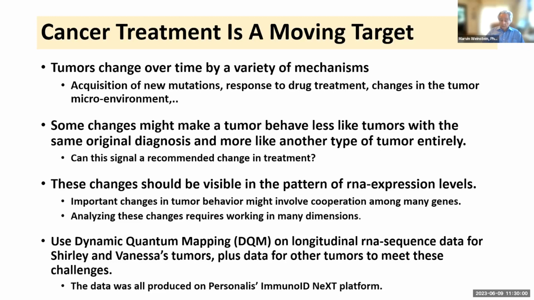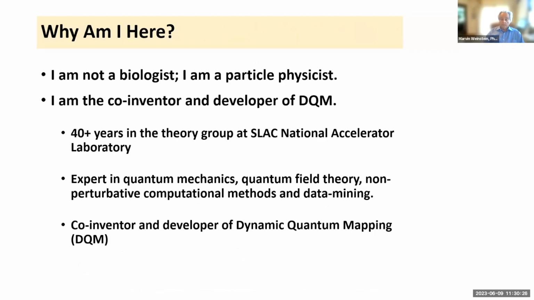So the technology that we use to try to talk about this behavior is something called dynamic quantum mapping, or DQM. And I'm going to show you results for both Foreste's and Vanessa's tumors at the same time, plus other tumors that Foreste supplied me with, all of which was produced on the ImmunoID Next platform that Personalis provides.